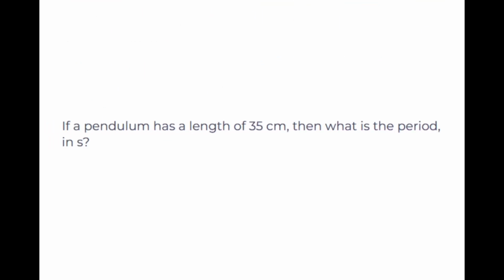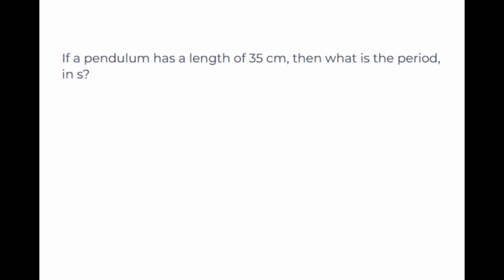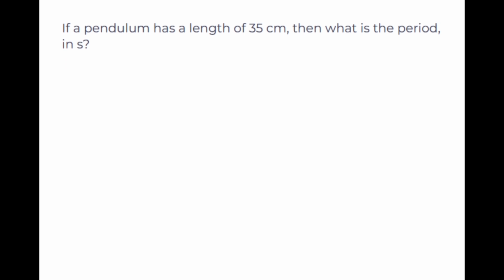Question 6. If a pendulum has a length of 35 centimeters, then what is the period in seconds? The length is equal to 35 centimeters. We need to convert this into meters, so we multiply by 10 to the power of negative 2. This gives us 0.35 meters.